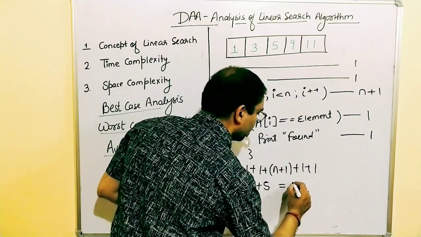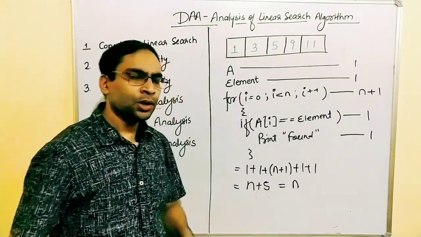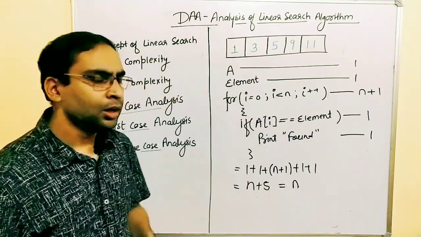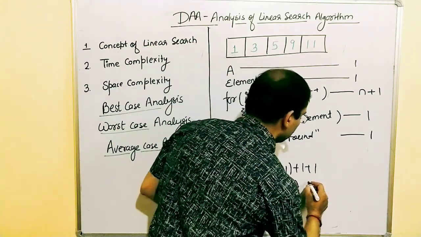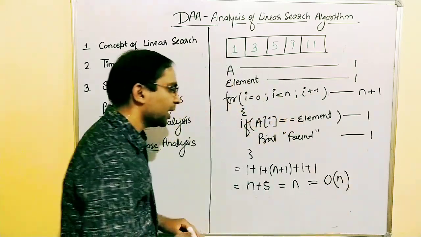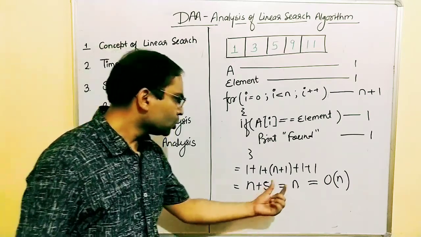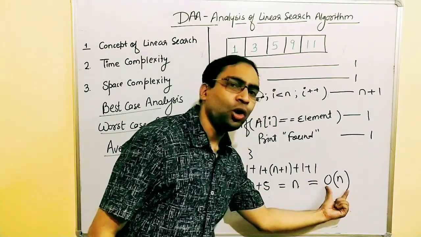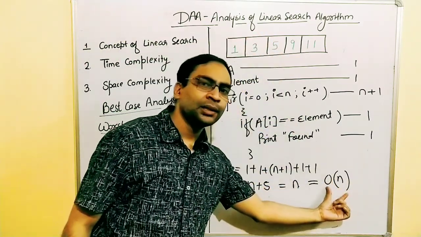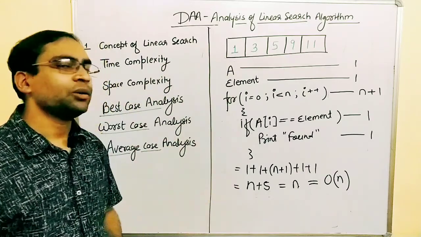We can write this as an algebraic equation, and the constant we can eliminate. So this is a function of n, and if we write it in big O notation, the complexity can be considered as big O of n, as the highest degree of this polynomial. So the time complexity for the linear search is big O of n, as we could see how we can evaluate this.